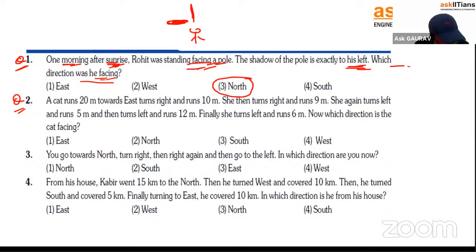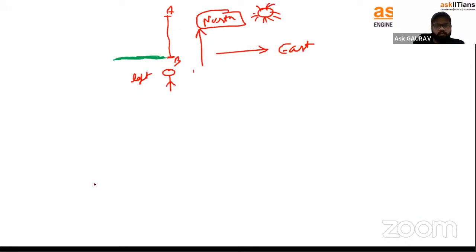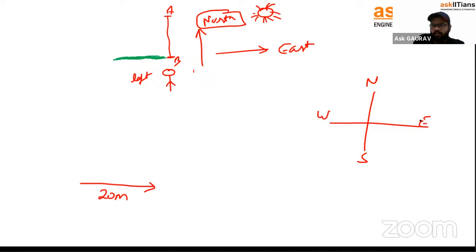Question number two, very easy question. Do it fast. A cat runs 20 meters towards east. So let's say this is a cat, 20 meters towards east, because these are the directions: north, south, west, east. So the cat is moving 20 meters towards east.